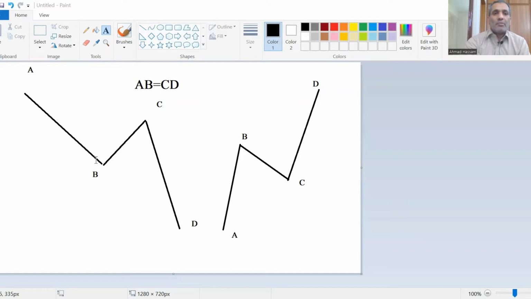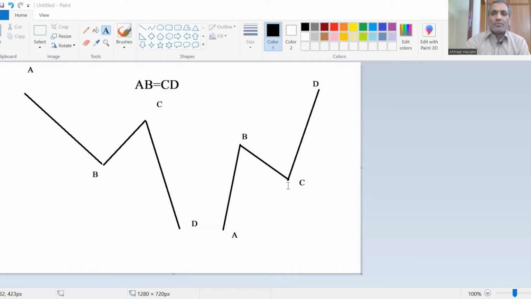So this is the bullish ABCD pattern, and this is the bearish ABCD pattern. First, the price moves up, then there's a retracement, and then again price moves up. As I've said, AB ideally should be equal to CD, but it can also be a Fibonacci ratio. For example, it can be 0.618 of AB. CD can also be 1.27 of AB, 1.618 of AB, or 2 of AB.